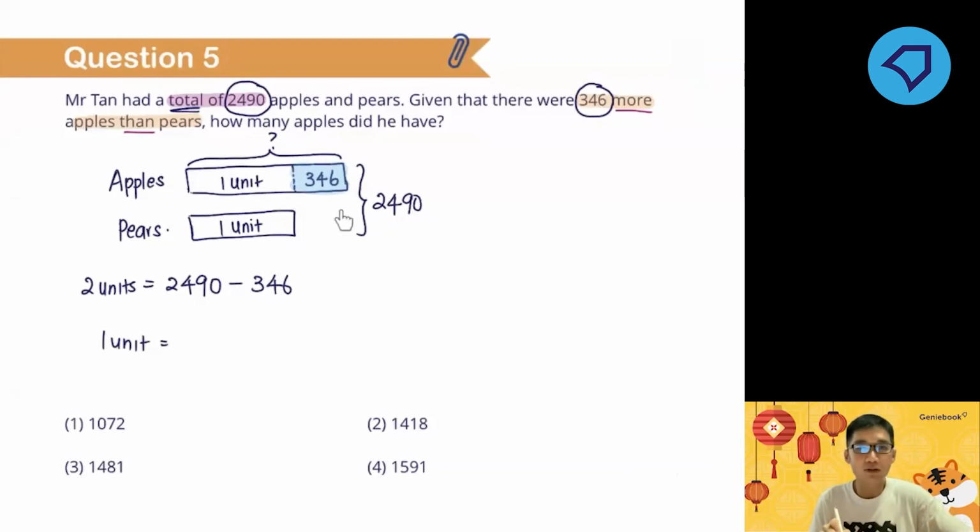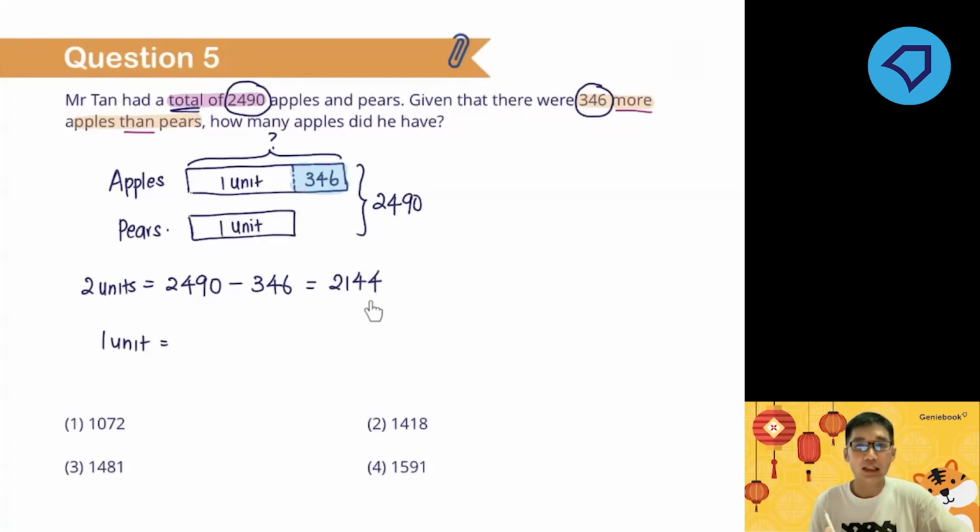Okay, so let me go through this. Do you all understand the model, right? At your own free time, go and practice drawing models for comparison type of questions like this, for questions with more than, less than, with the total given. Draw models. Now two units here is equal to 2,490 minus away 346. And many of you already found this. This is actually 2,144.